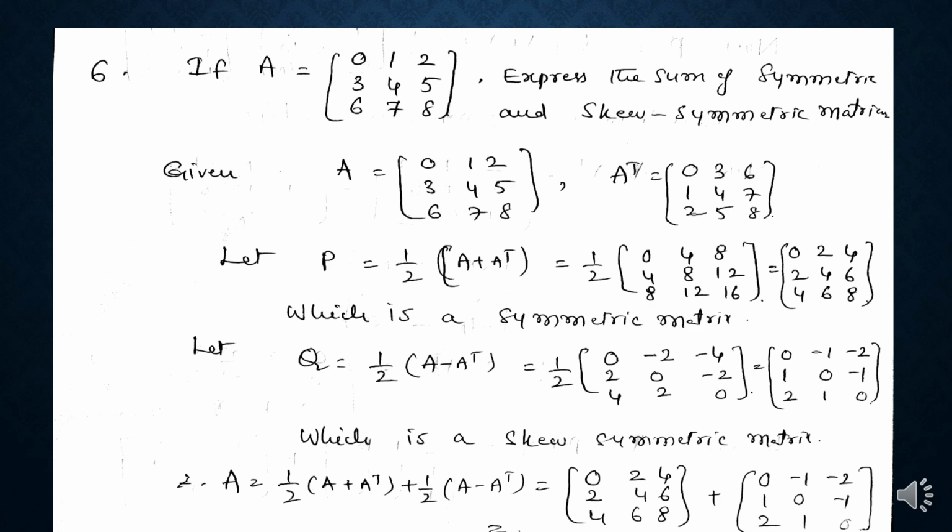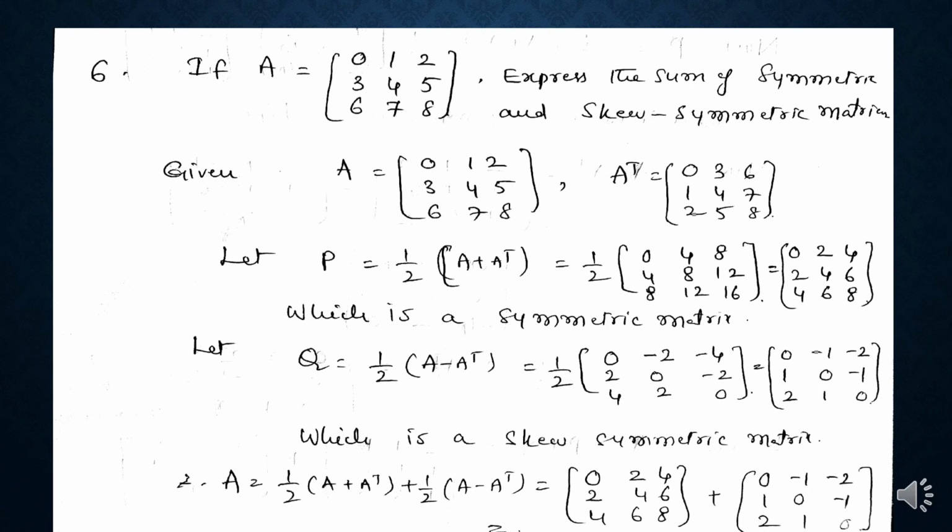So which is a skew symmetric matrix. This is the skew symmetric matrix. In it, the principal diagonal elements are all zeros. Here A transpose is equal to minus A. So this is the skew symmetric matrix, and this is the symmetric matrix. P is the symmetric matrix. So which is a skew symmetric matrix?